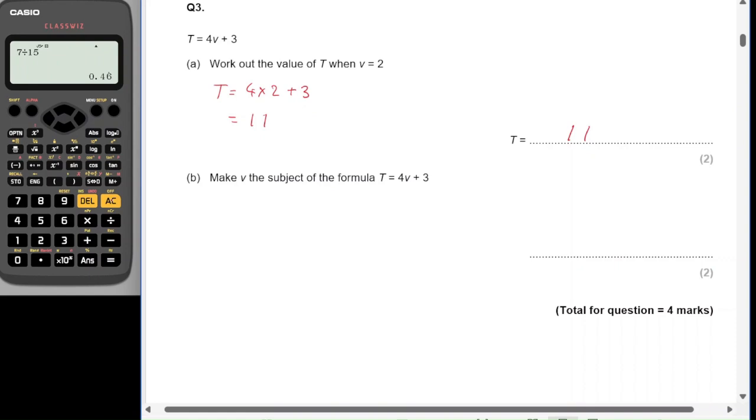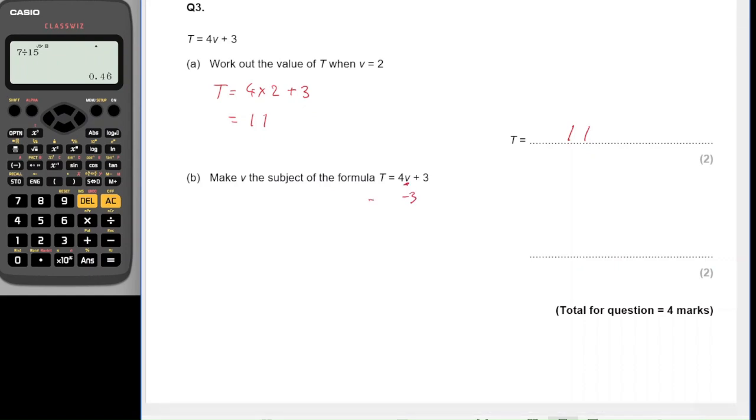Make v the subject of this formula. So this is a bit like solving equations. I want to subtract 3 from both sides as my first step. So t minus 3 is equal to 4 lots of v. I want 1 lot, so I'm going to divide both sides by 4. And then I'm just going to write it here as v is equal to, so v on the left, (t minus 3) divided by 4.